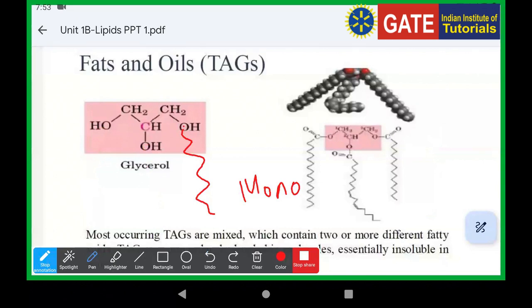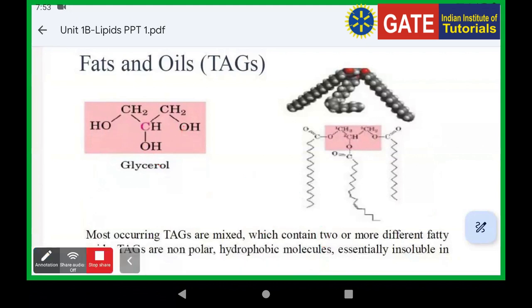If 2 fatty acids are attached to glycerol, it is called diacylglycerol. Okay. If 3 fatty acids are attached to one glycerol, that is triacylglycerol. Okay. Fats and oils contain triacylglycerol.